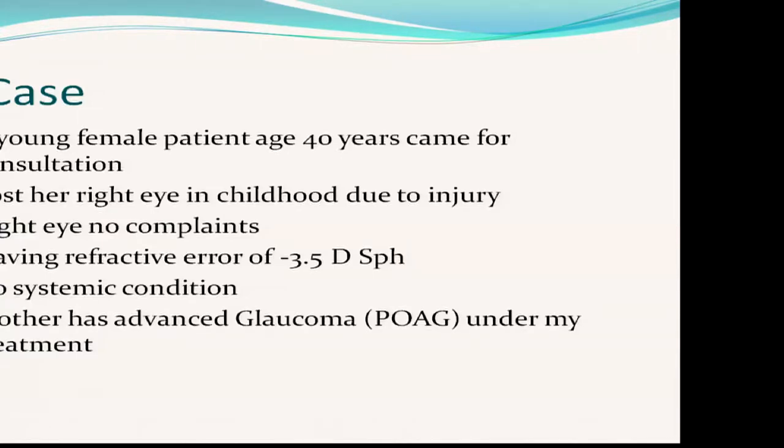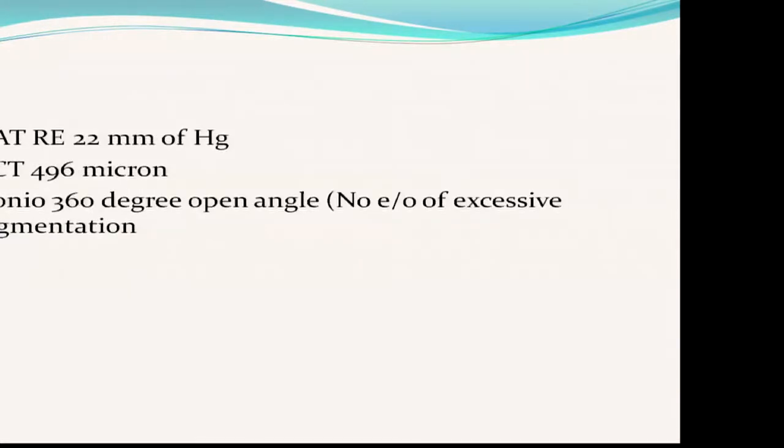In the meantime, I am just presenting a very simple case scenario. The point to be noted is a young lady, one-eyed, with a strong family history of glaucoma, and myopic. Okay, let's move to another slide. On the first visit, we recorded the intraocular pressure in her left eye, sorry for the mistake, it's 22 millimeter of mercury. Her central corneal thickness was 496 micron. The gonioscopy showed an open angle.